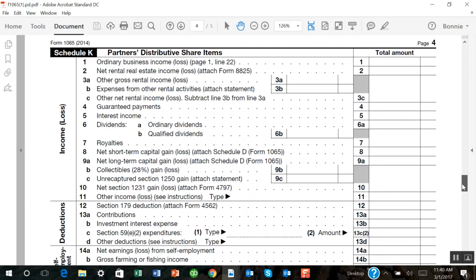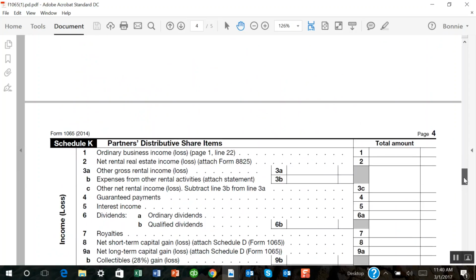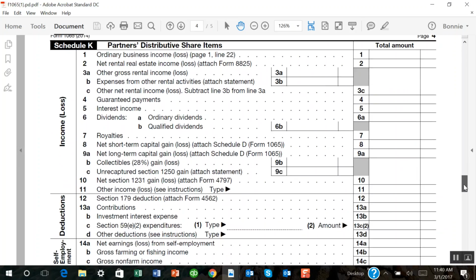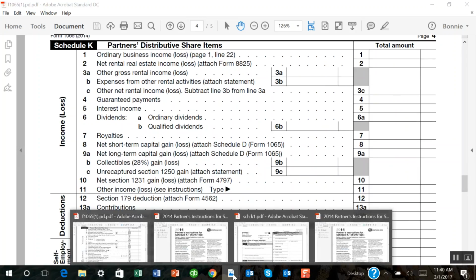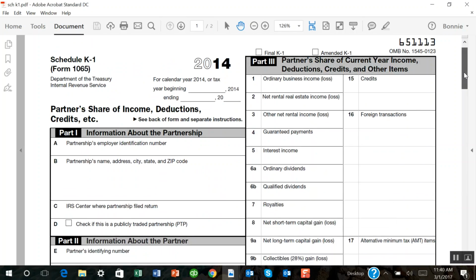This is the order that I'd like you to think about doing this in, right? Page 1 first, then page 4. Then, if you want to make this easy on yourself because it'll be top of mind, you could go to the Schedule K-1 for Mark and fill it out, okay?